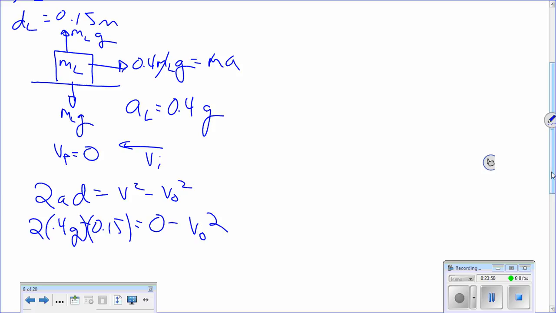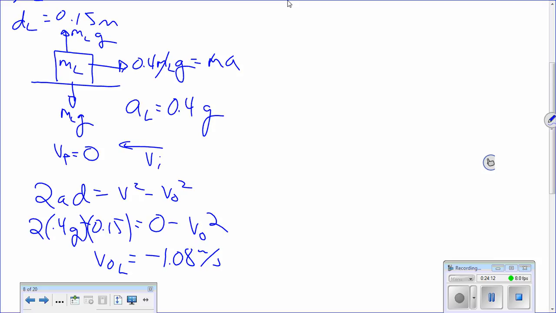Cool. All right. So 0.4 times 9.8 is some number. Solve the square root, and your VO for the block on the left turns out to be, drum roll, what number is this? Negative 1.08 meters a second.